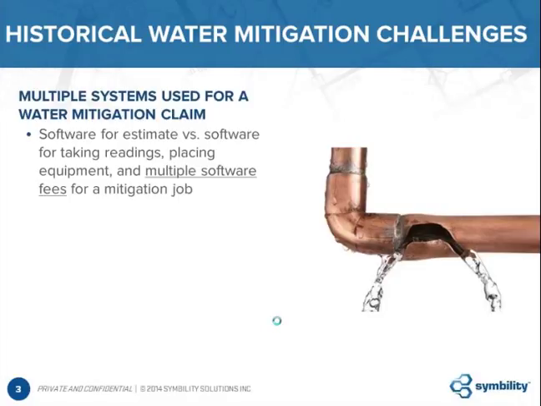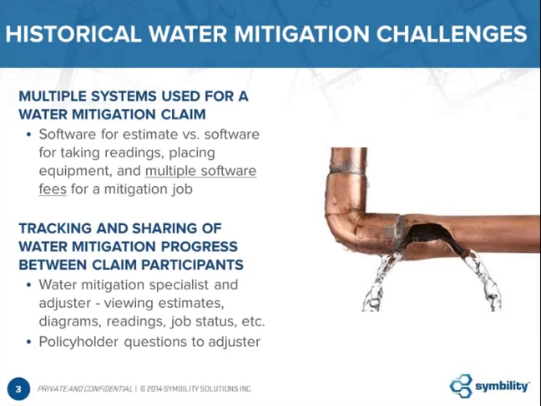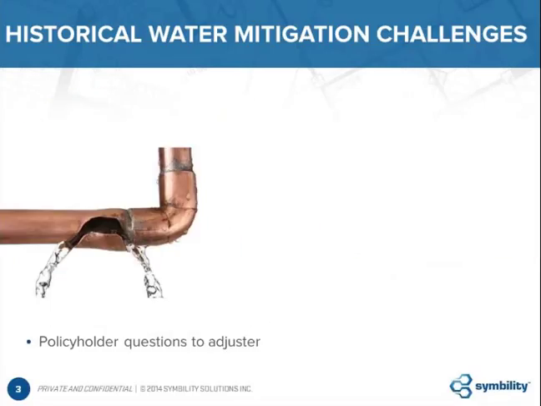That same challenge translates into sharing information on the progress of drying activities for a property between different claim participants. Mitigators and adjusters have to move between systems and document formats to track and view the drying record. And of course, that can be a pretty time-consuming process.